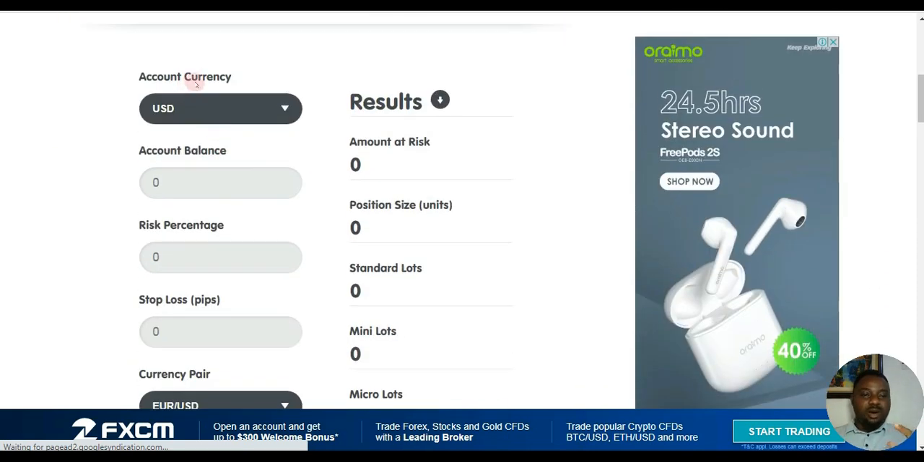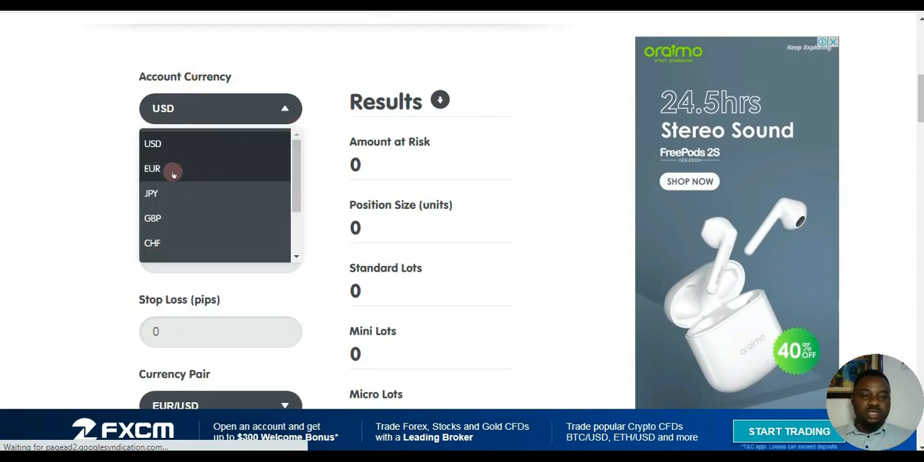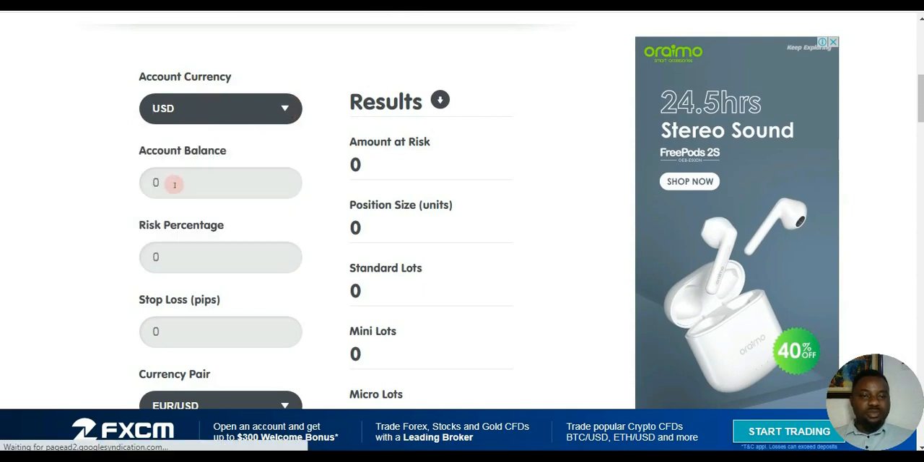Now, our account currency is in US dollars. You can change it if yours is in euros, Japanese yen, British pounds, or Swiss francs. But for the purpose of this class, we use US dollars. Now, let's say your account is $1,000, and you need to decide what percentage of your account you want to risk per trade. Usually, I would advise you to risk between 0.5 to 2%. Now, let's say we're risking 1% of our account.